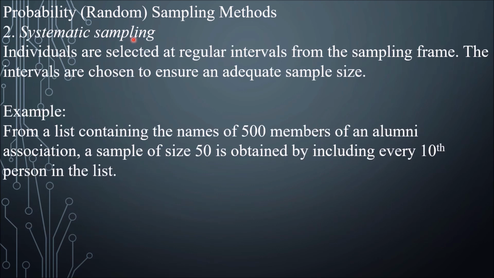Number two, systematic sampling. Individuals are selected at regular intervals from the sampling frame. The intervals are chosen to ensure an adequate sample size. Example, from a list containing the names of 500 members of an alumni association, a sample of size 50 is obtained by including every 10th person in the list. So there is a system: every 10th person in the list. It can also be every 5th person, every 2nd person, and so on.